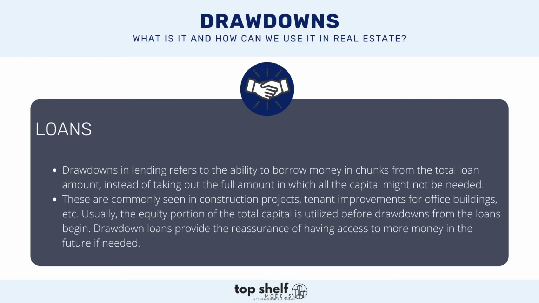So drawdowns in lending refers to the ability to borrow money in chunks from the total loan amount, instead of having to take out the full amount in which all the capital might not be needed. These are commonly seen in construction projects and tenant improvements for office buildings, etc. Usually in these scenarios, the equity portion of the total capital is utilized before the drawdowns from the loans begin. And what drawdowns do is they basically provide the reassurance of having access to money in the future if needed.